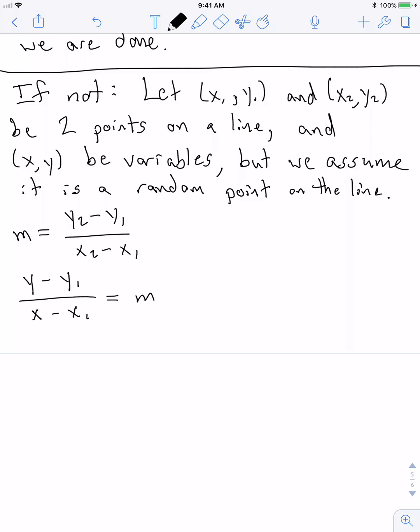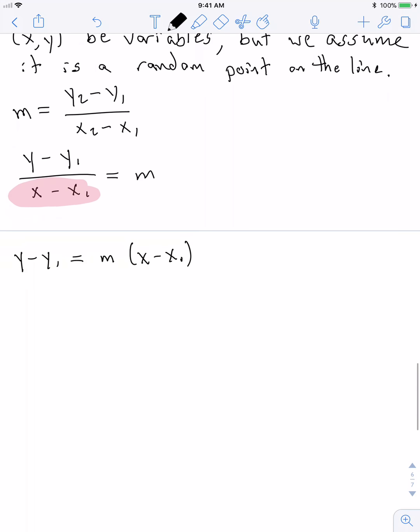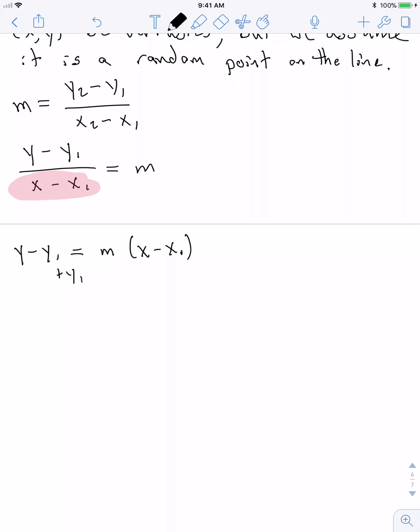So now we have sort of a weird equation with some nice values plugged in. And let's see if we can get y by itself to make an equation. So what we should do is cross multiply. And we'll bring this x minus x1 here to the other side. So this becomes y minus y1 is equal to m times x minus x1. And we're almost done. The only thing we have to do here now is add y1 to both sides. And we have y is equal to m times x minus x1 plus y1.